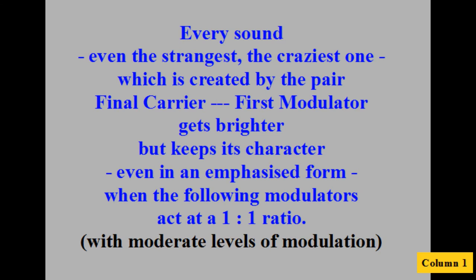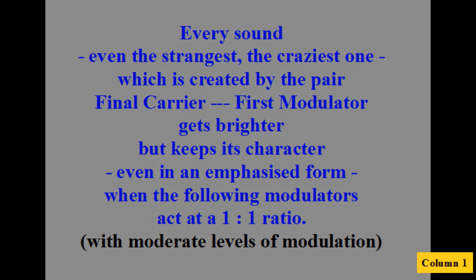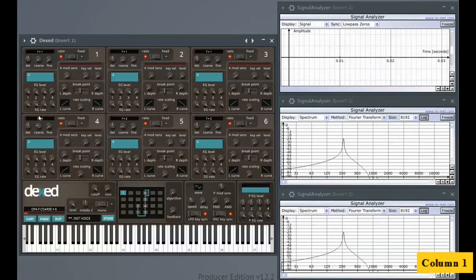I would like to prove a practical concept. Every sound, even the strangest, the craziest one, which is created by the pair final carrier first modulator, gets brighter but keeps its character, even in an emphasized form, when the following modulators act at a 1-to-1 ratio and with moderate output levels. I choose a frequency of 9.9 for all three modulators.